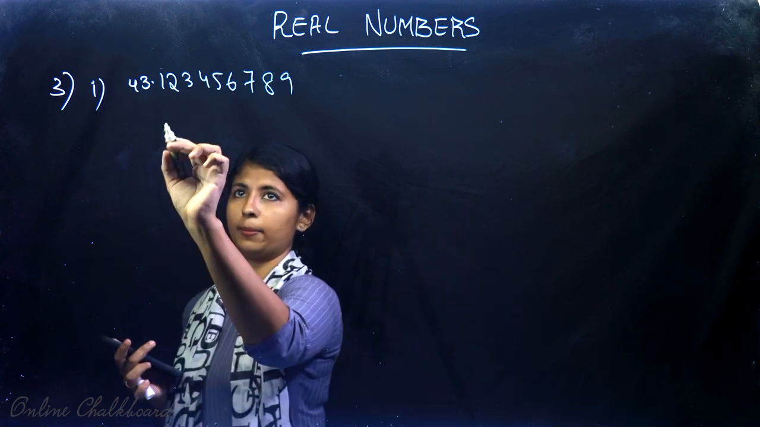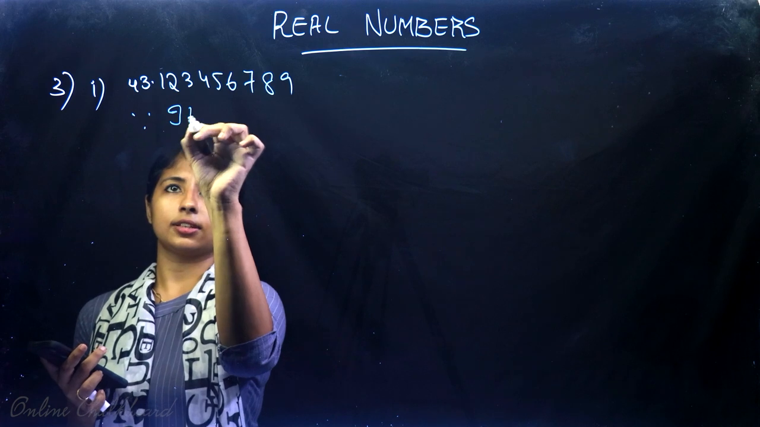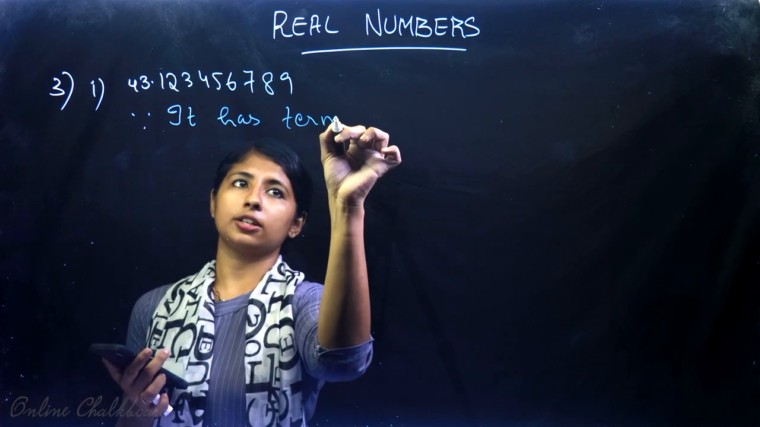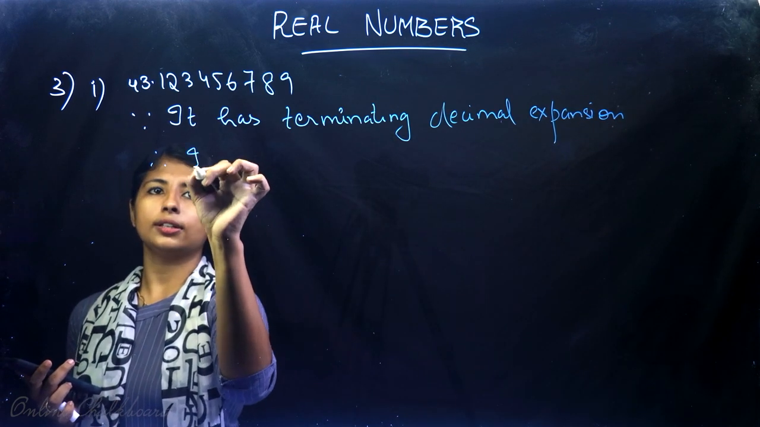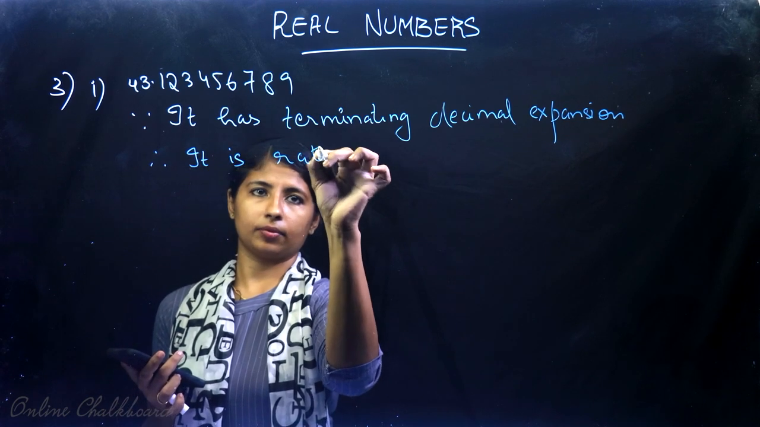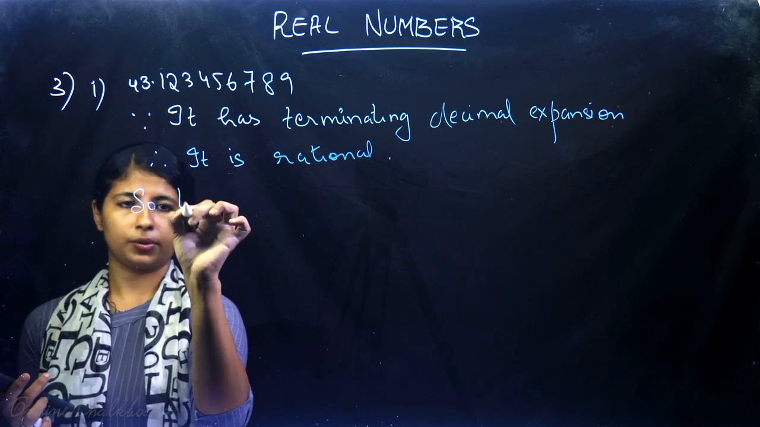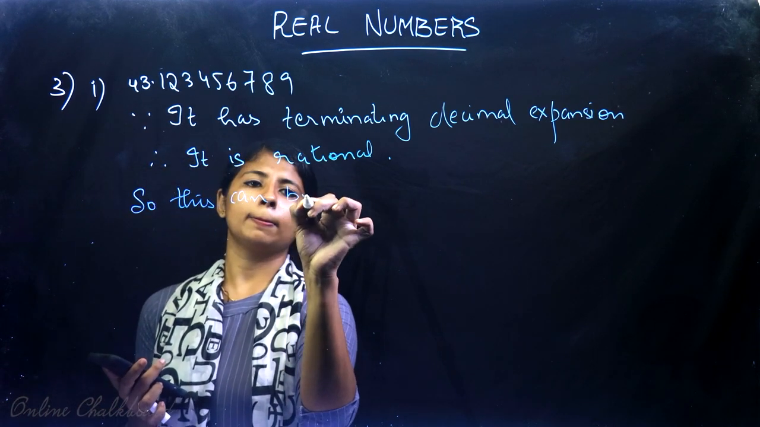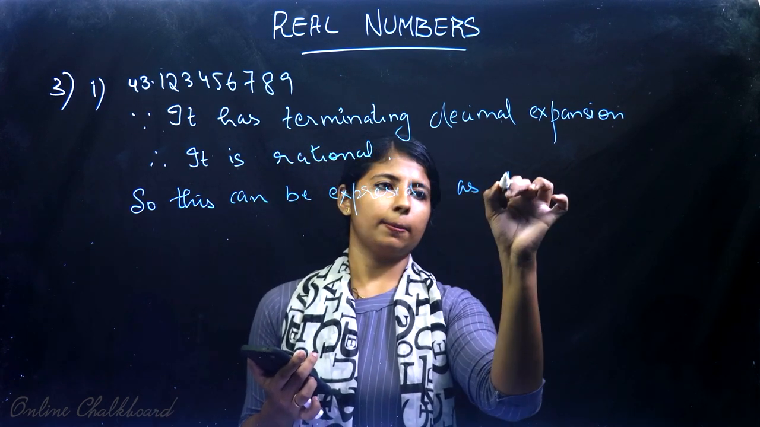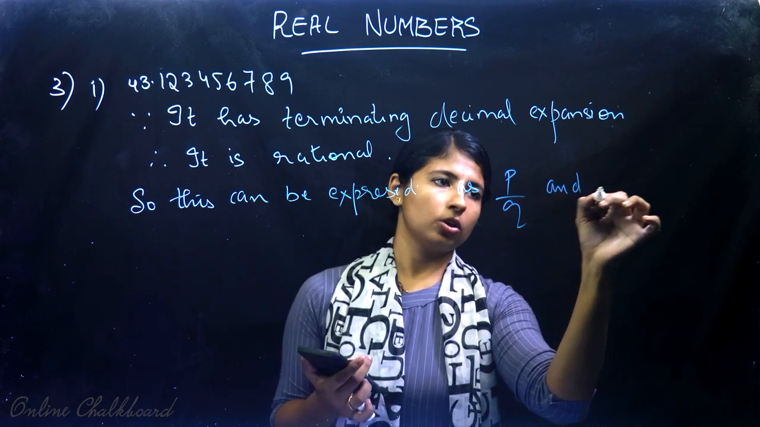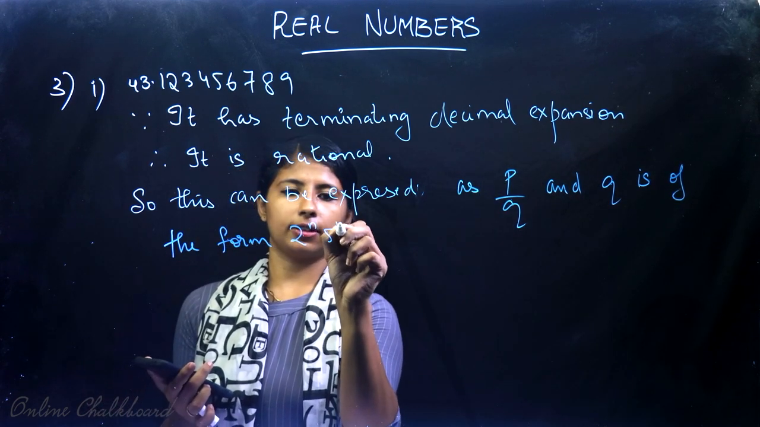Yes, this is a rational number because it has a terminating decimal expansion. Since it has a terminating decimal expansion, therefore it is rational. So this can be expressed as P by Q, and Q is of the form 2 raised to n into 5 raised to m.